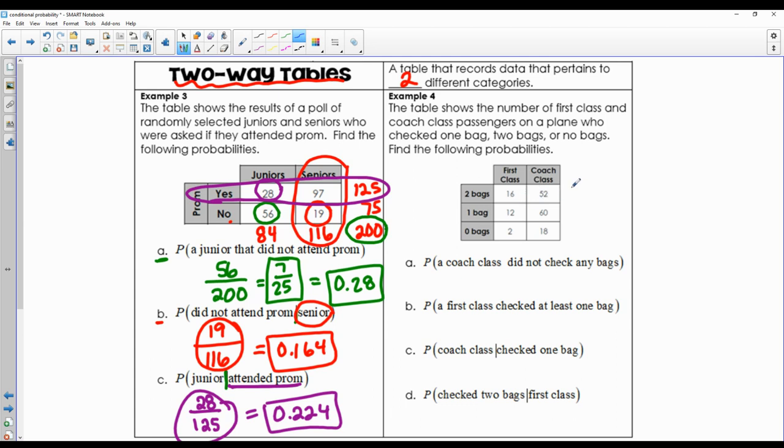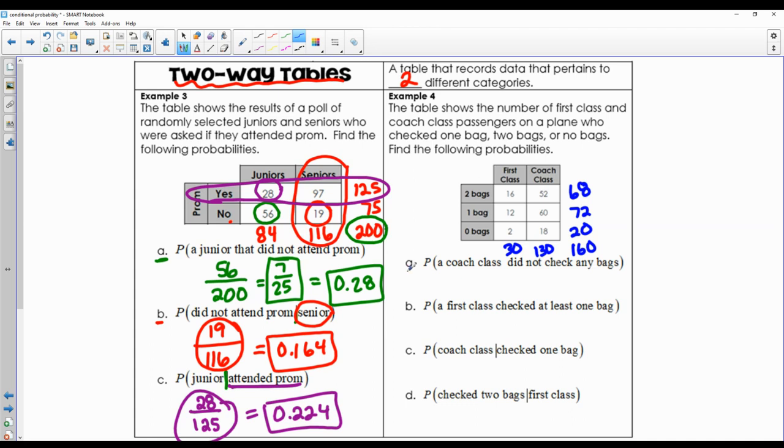So we're going to go ahead and add these together very first. So 16 plus 52, that's going to give me 68. 12 plus 60 is 72, and we've got 20. Then 16 plus 12 plus 2 gives me 30. 52 plus 60 plus 18 gives me 130. So this adds up to 160. Let's make sure this does too. 68 plus 72 plus 20, 160. Good, so we think we did it right.